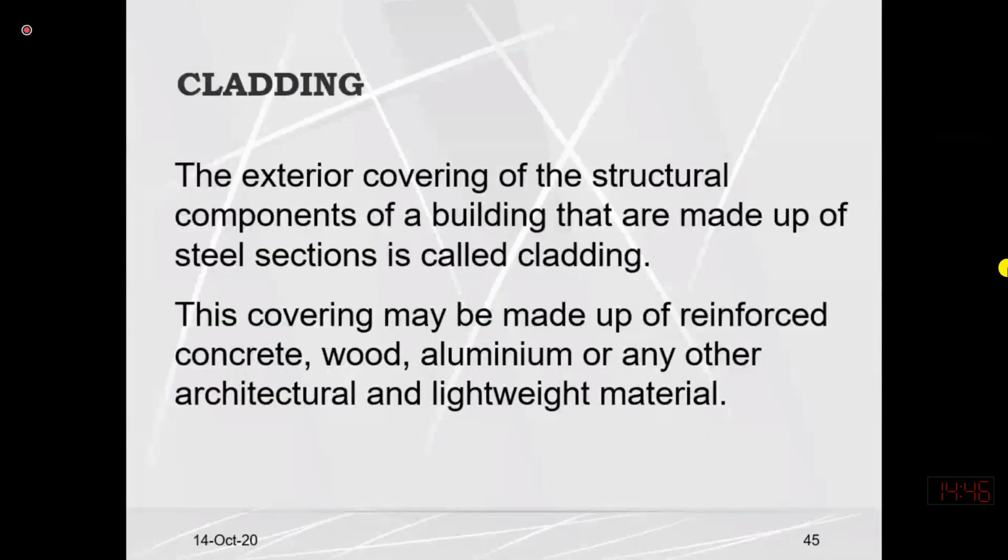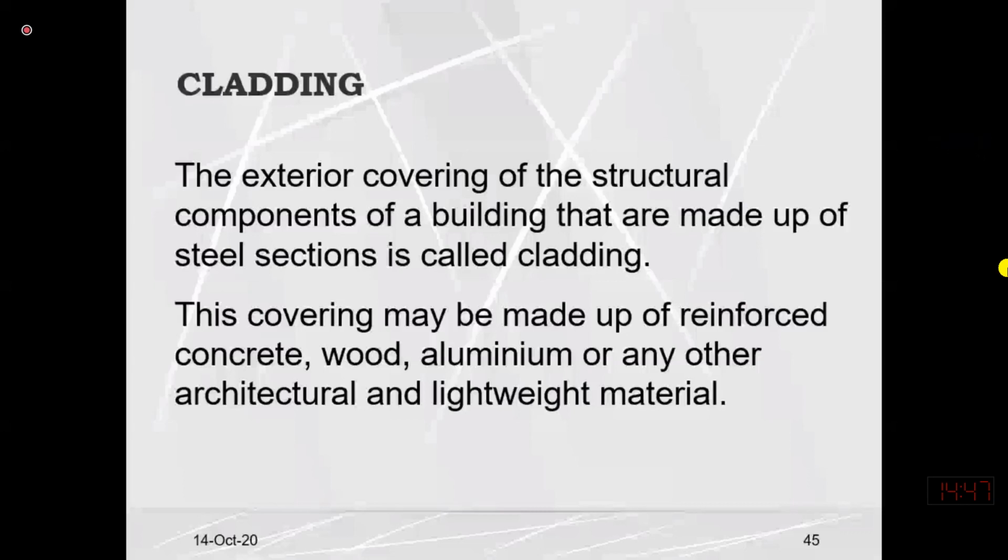Next is the cladding. Cladding is the exterior covering of structural components of a building that is made up of steel sections. Cladding is used for aesthetic or architectural purposes, to hide the interior features of the steel structure. So it is the cover that we provide to our steel structure members to make a beautiful architecture.